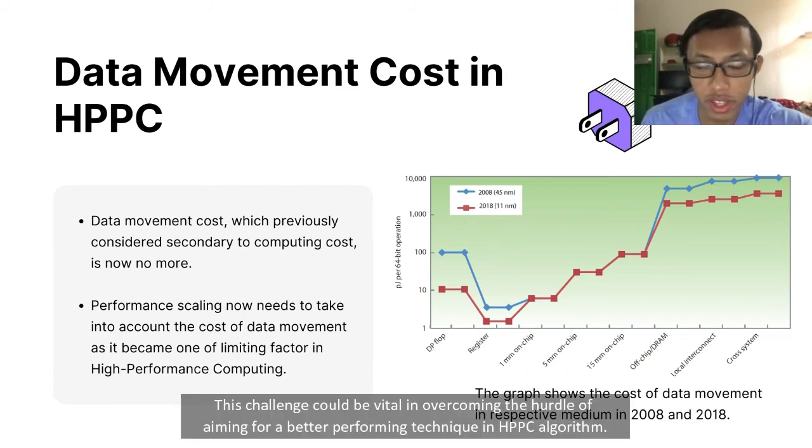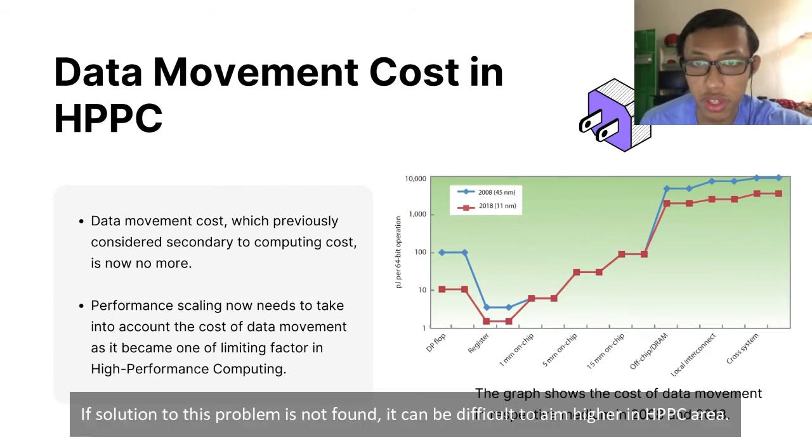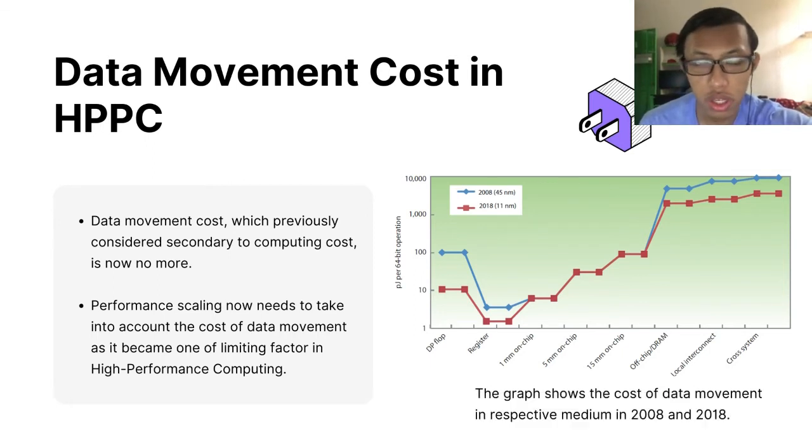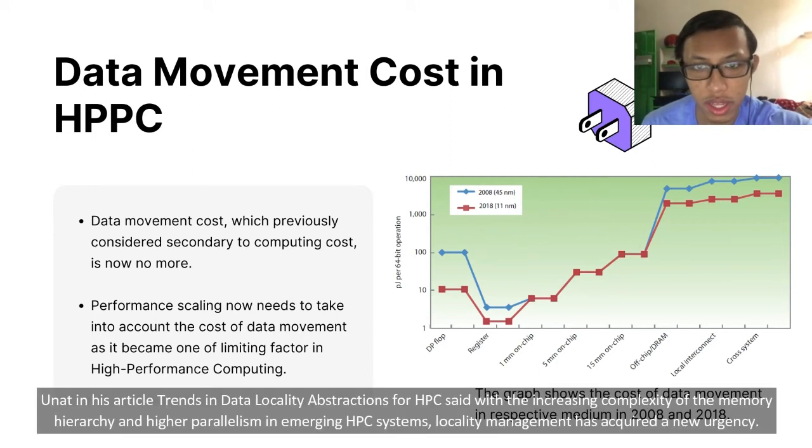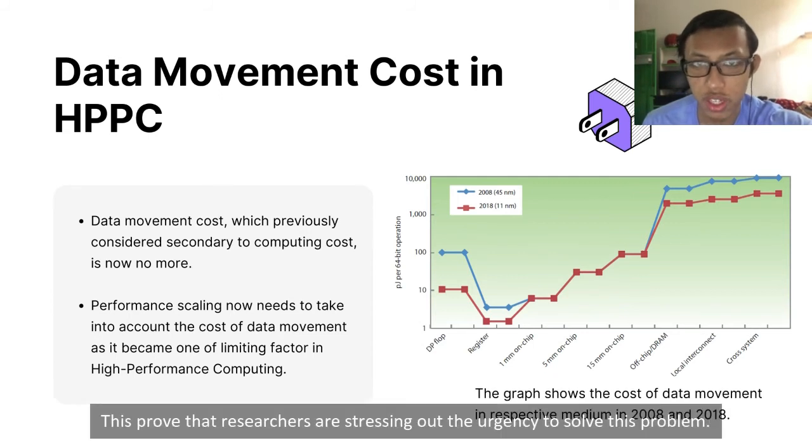So this challenge could be vital in overcoming the hurdles of aiming for a better performing technique in HPC algorithms. If solutions to this problem are not found, it could be difficult to aim for higher grounds in the HPC area. So, as said by Unat in his article Trends in Data Locality Abstraction for HPC, he said that with the increasing complexities of the memory hierarchy and higher parallelism in emerging HPC systems, locality management has acquired a new urgency. This proves that the researchers are now stressing the urgency to solve this problem.